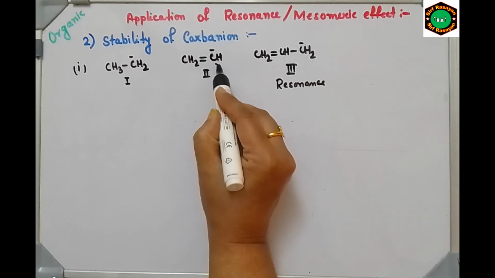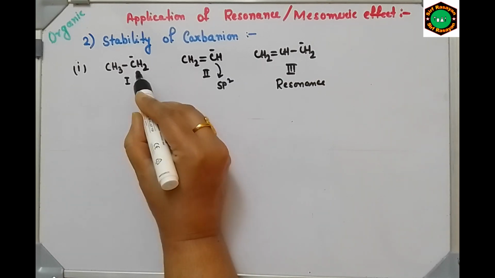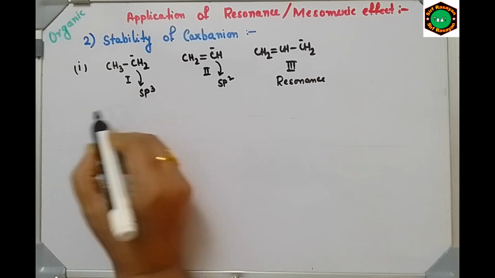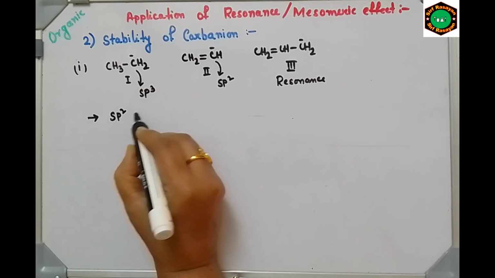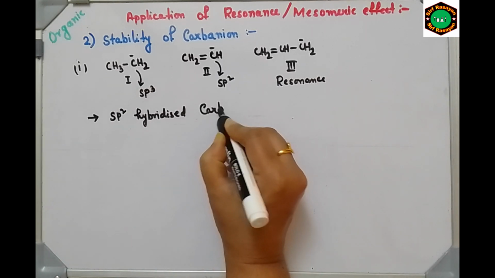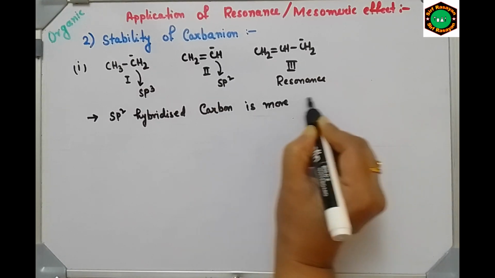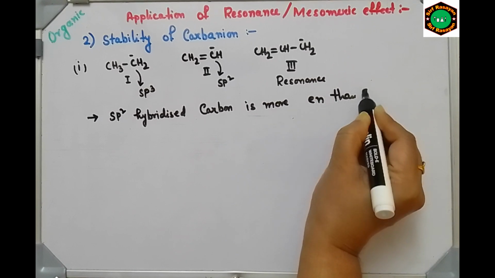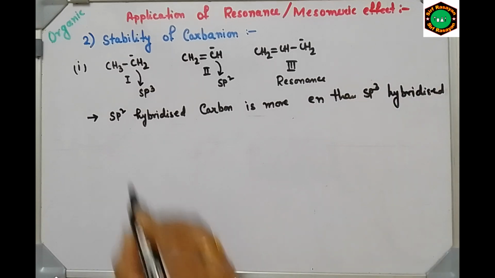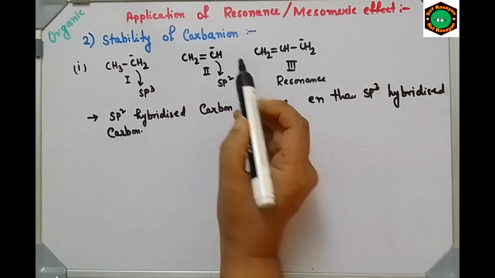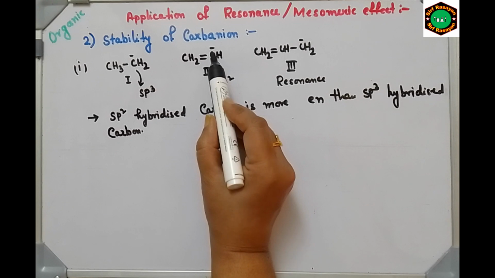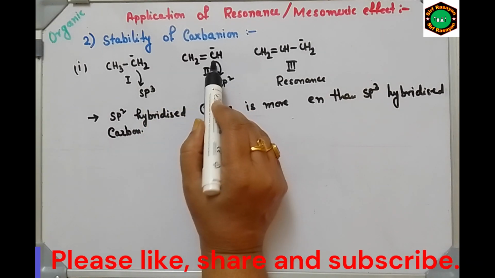Here this carbon is sp2 hybridized and this carbon is sp3 hybridized. You know sp2 hybridized carbon is more electronegative than sp3. So here, if this carbon is more electronegative than this carbon, negative charge on the electronegative carbon is more stable than on this carbon. This is because this is more electronegative.